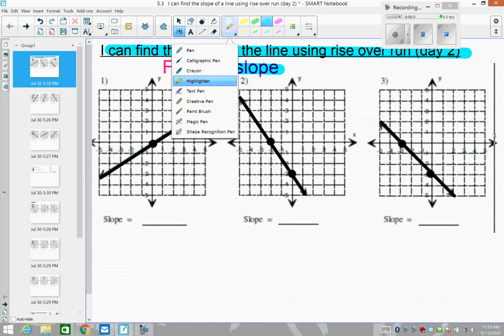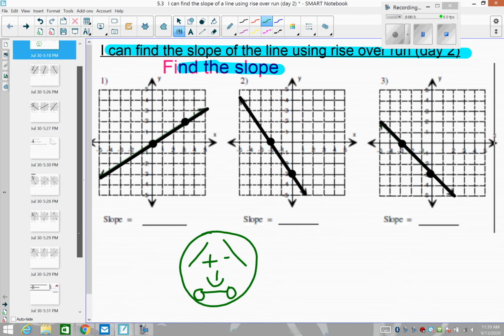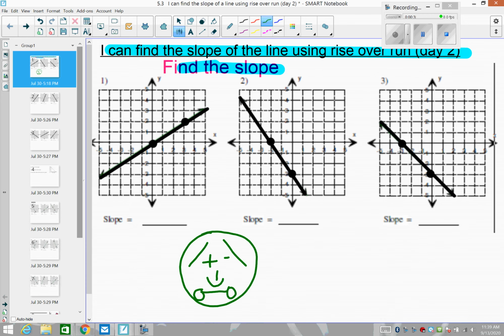So if we think through everything we talked about yesterday, we think through the slope person idea of positive, negative, undefined and zero. We're going to use that same skill set to calculate the slope. So we're going to dive right in. There isn't really any notes to take since we covered this already yesterday.